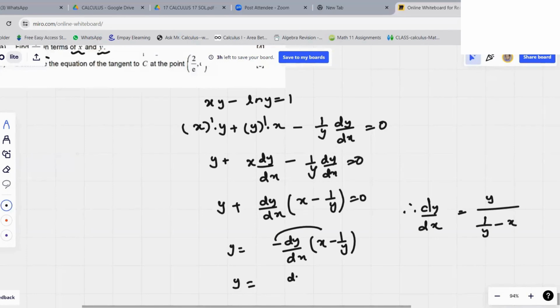y is equal to dy by dx into (1 by y minus x). Correct? Now I want only dy by dx, so I will divide by (1 by y minus x) on both sides. Then you will get it like this.